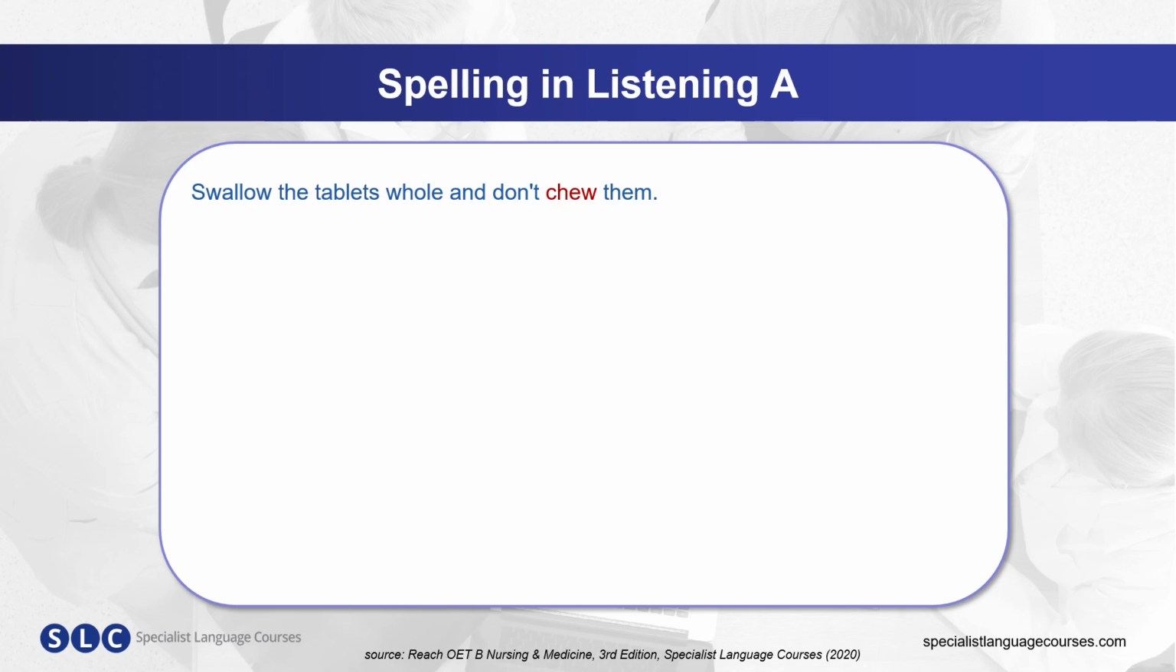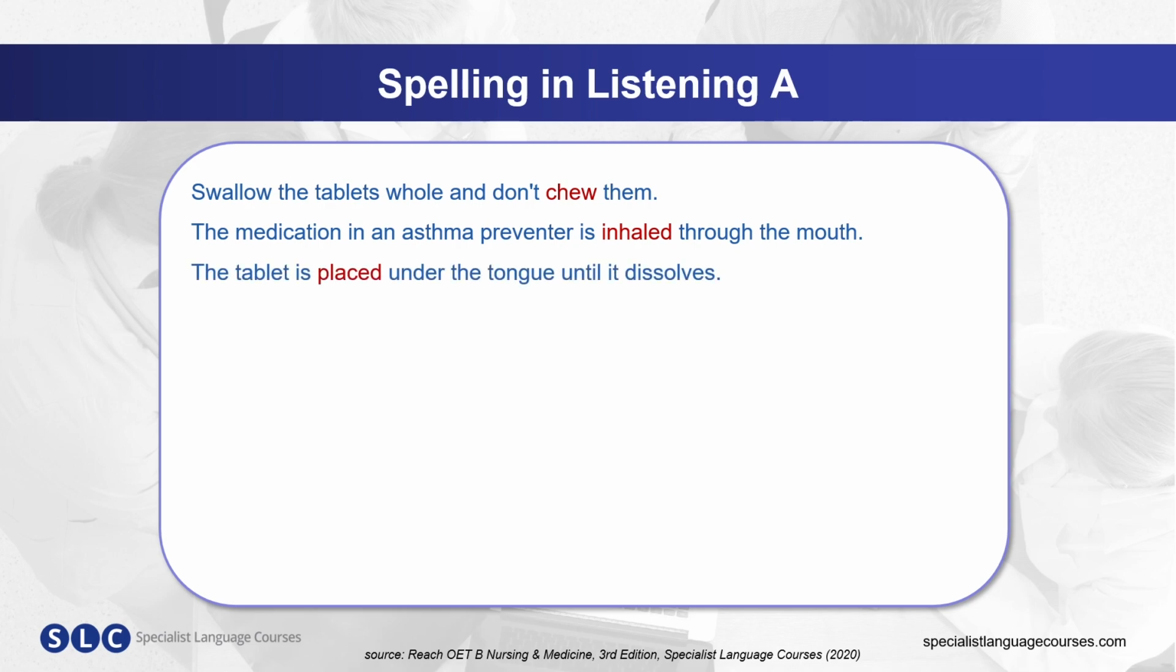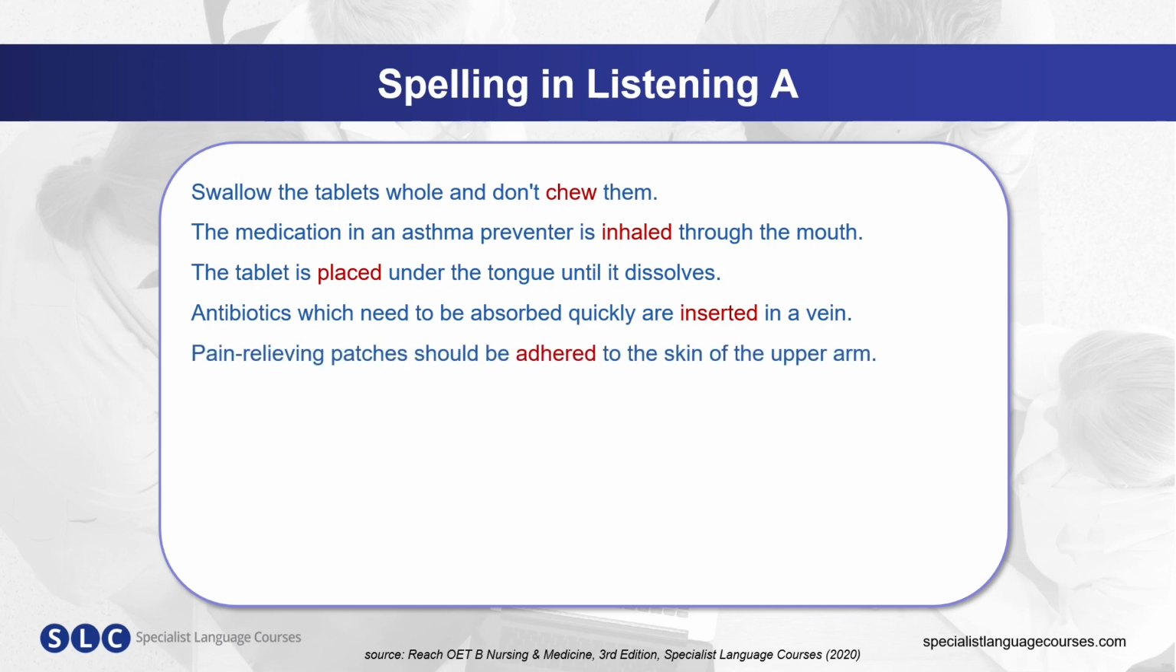Swallow the tablets whole and don't chew them. The medication in asthma preventer is inhaled through the mouth. The tablet is placed under the tongue until it dissolves. Antibiotics, which need to be absorbed quickly, are inserted in a vein. Pain relieving patches should be adhered to the skin of the upper arm. A small amount of cream is rubbed into the skin.